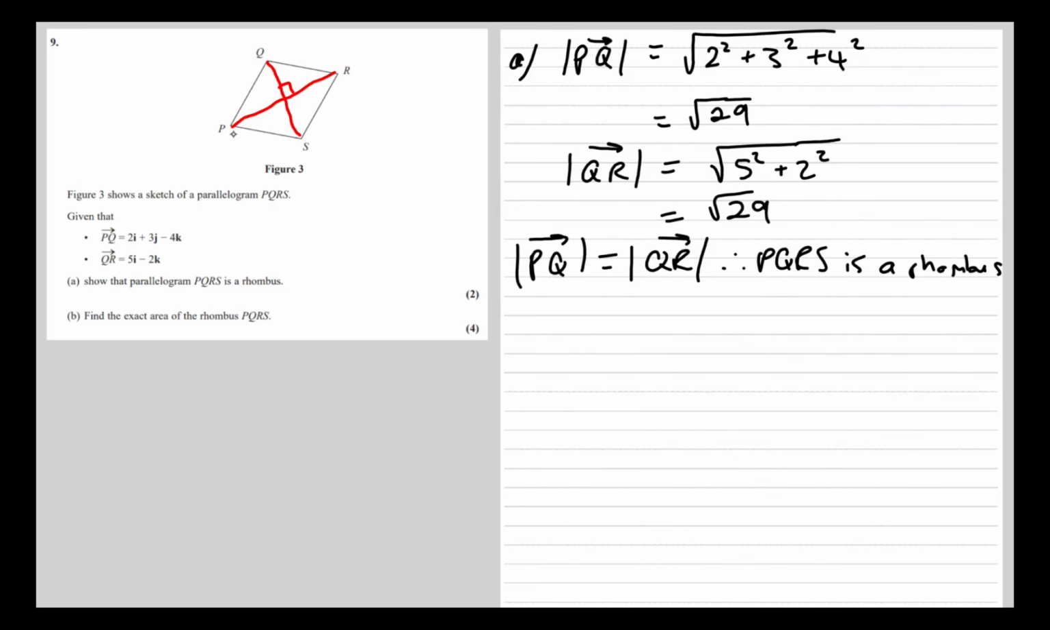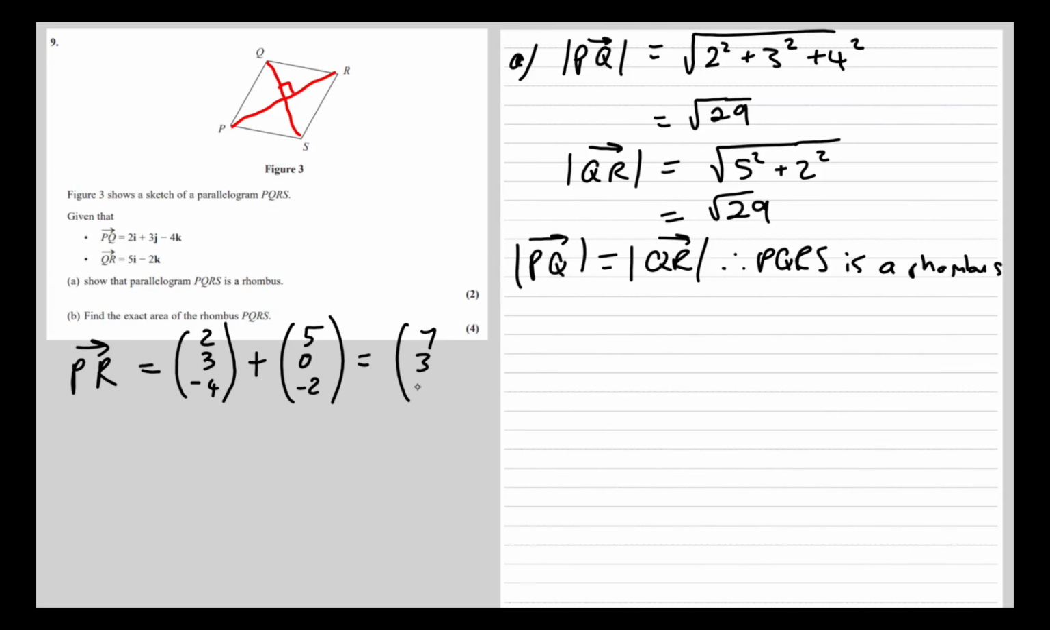So let's work out PR. PR is going to be PQ and then QR. So PQ is 2, 3, minus 4, and add on QR, 5, 0, negative 2. That is 7, 3, negative 6. So 7i plus 3j minus 6k. That's how you get from P to R. You go up PQ and then along QR.